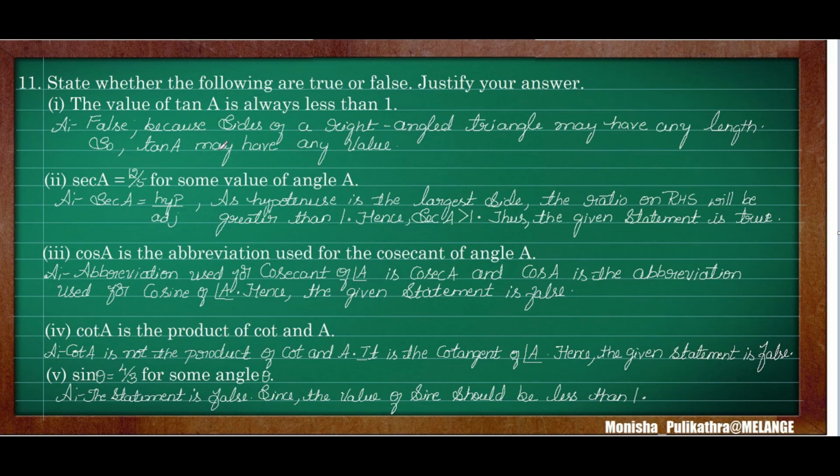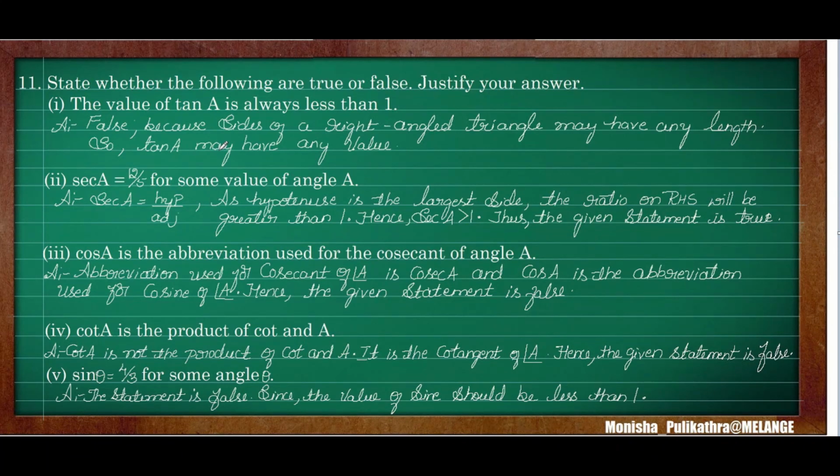Moving on to the second question. The second question is, secant A is equal to 12 by 5 for some value of angle A. For some value, they have not asked that it is for all the values. They have not said that it is for all the values of A. It is for some values of A.